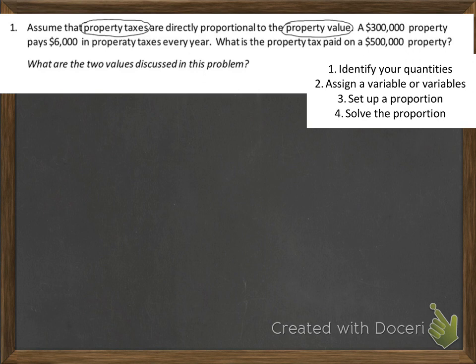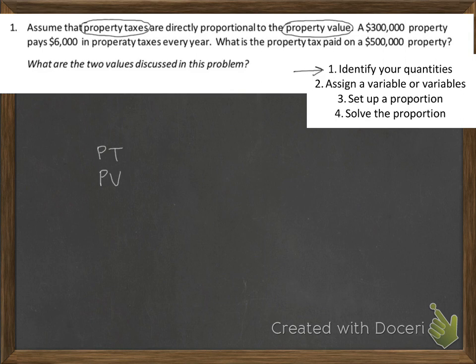It says the first thing we need to do is identify our quantities. So the first quantities we have are property taxes and property values. Remember, it doesn't matter which one goes where, as long as we're consistent. So I'm going to call property taxes PT. I'm going to call property value PV. I'm going to keep it that way throughout my whole equation.